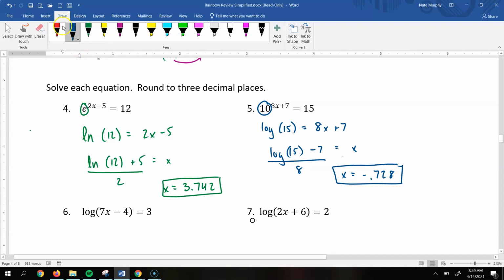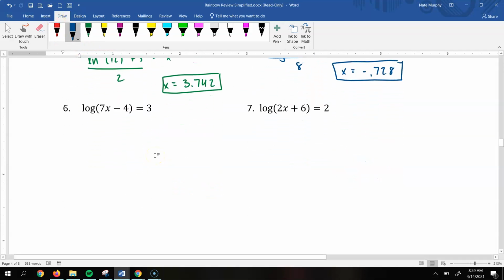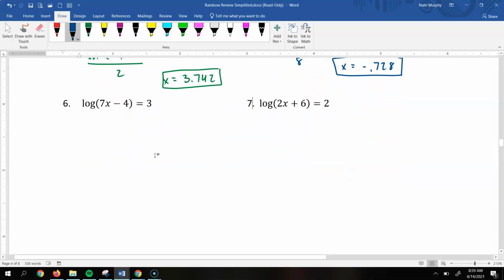All right, let's look at number 6. For number 6, this is already in logarithm form. So if it's in logarithm form, we're going to have to change it to exponential form. So remember, if we have a base here of 10, that's what a common log is. When we write this in exponential form, our base for our exponent would be 10. Remember, logarithms are equal to exponents, so our exponent would be 10 cubed. And then we would have that equaling our value, which is 7x minus 4.